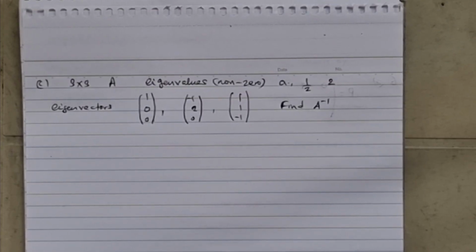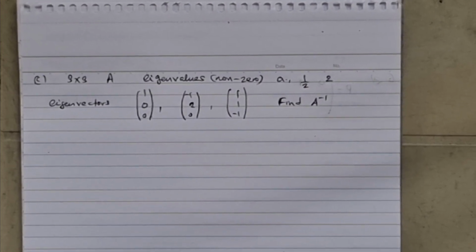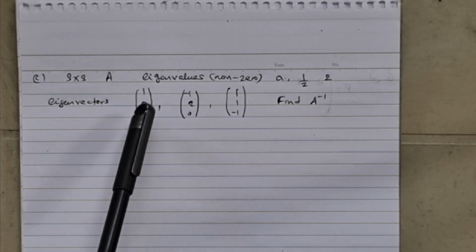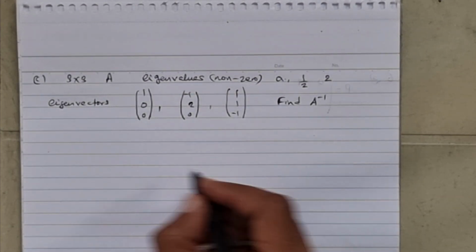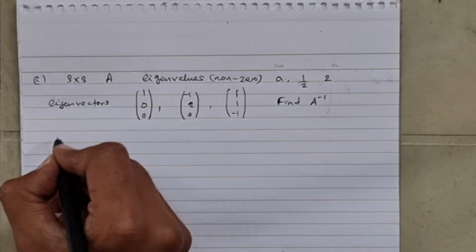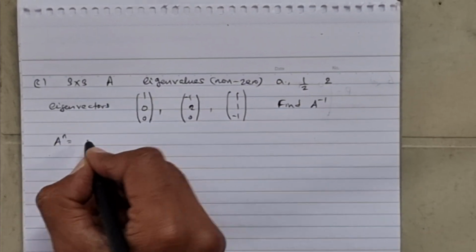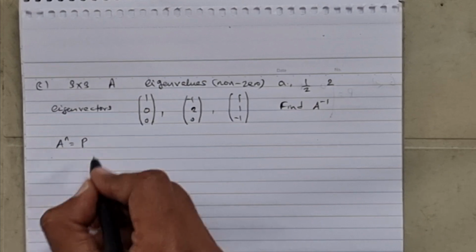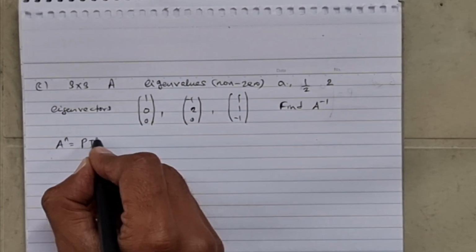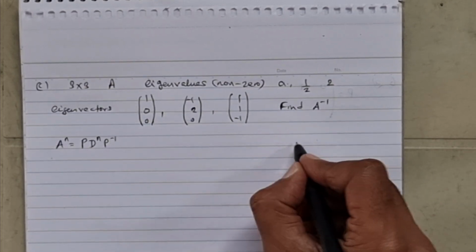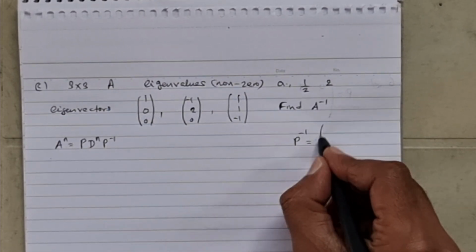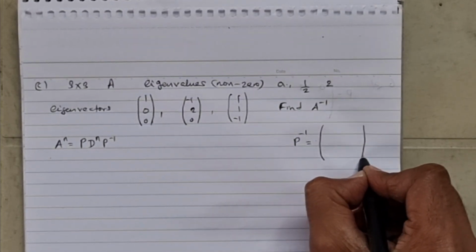For part C, we were told that we have a 3 by 3 matrix A that has distinct non-zero eigenvalues a, half, and 2 with corresponding eigenvectors. All of these are eigenvectors, and we need to find the inverse of A. Before we do that, we need to find the diagonal matrix. We can use the formula A to the power n is equal to the matrix of eigenvectors P times the diagonal matrix D to the power n times P inverse. Remember, we had P inverse in the beginning of the question.